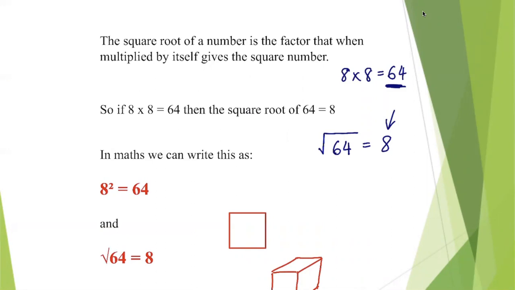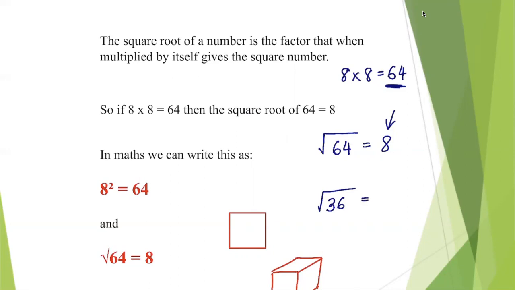So by finding the square root, you're just finding what number is it that I can times by itself to make the number that you're trying to find the square root of. So for example, what's the square root of 36? And that means what is the number that if you would times it by itself makes 36?